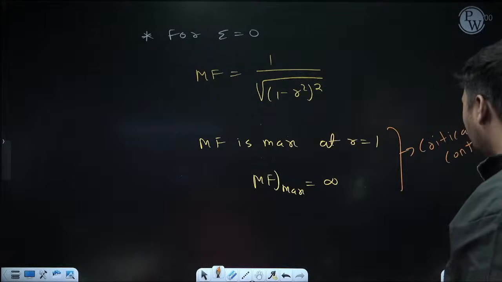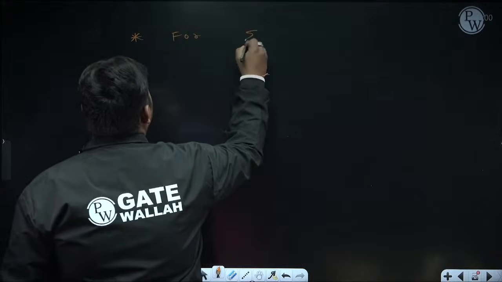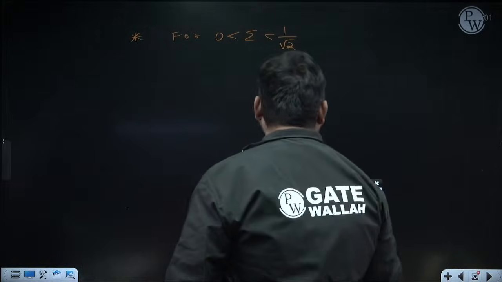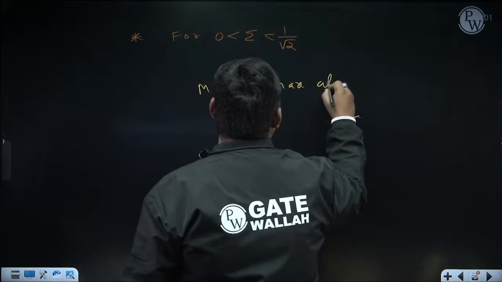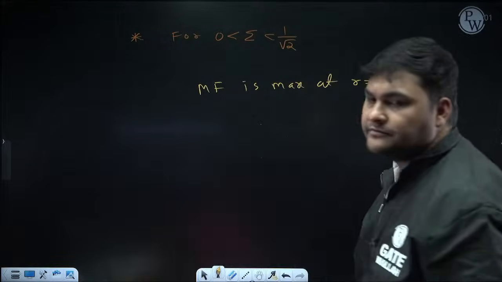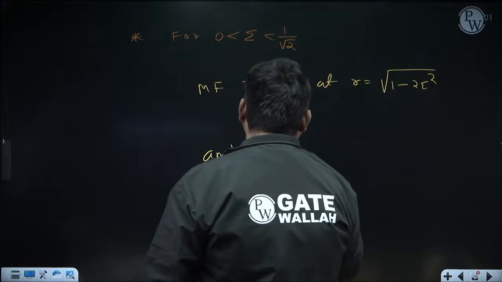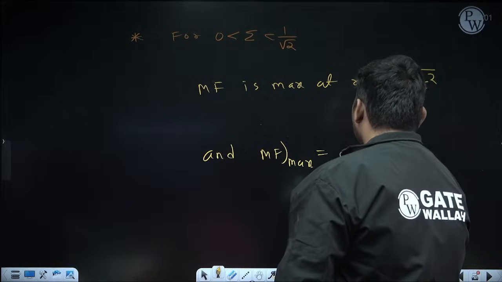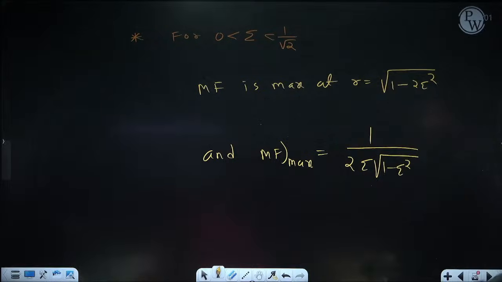But this is for zeta equal to 0. Now what about zeta greater than 0 and less than 1 by root 2? For numericals, in this range MF is maximum at r equal to root over 1 minus 2 zeta square, and the formula to calculate the maximum value of MF, if the examiner asks, is 1 upon 2 zeta root over 1 minus zeta square. If you want, you can remember this equation.